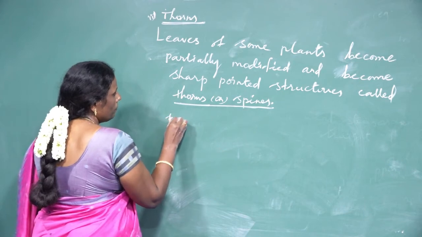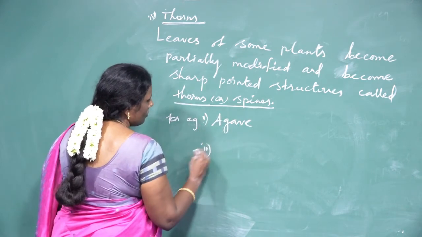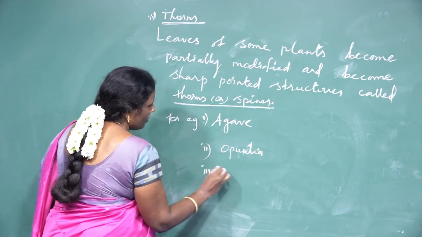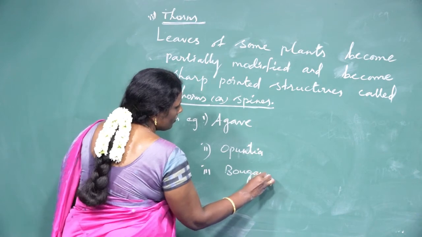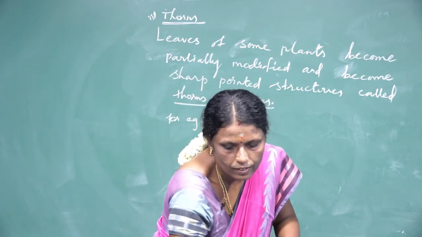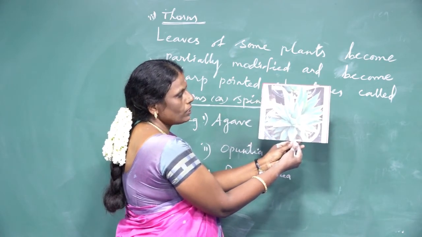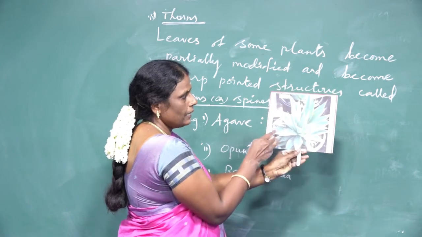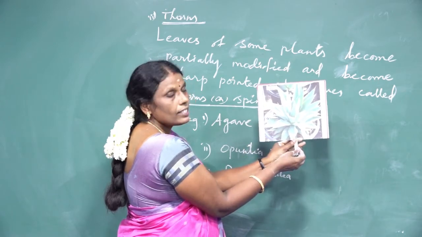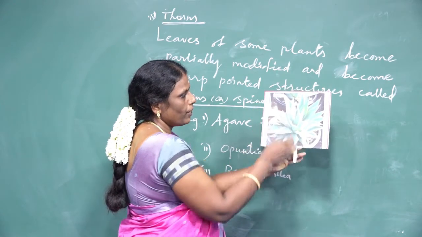Okay, for example, agave, opuntia, and bougainvillea. It is the agave plant. Mostly we can see this plant in the desert. In these plants, the leaf apex and margins are modified into thorns.